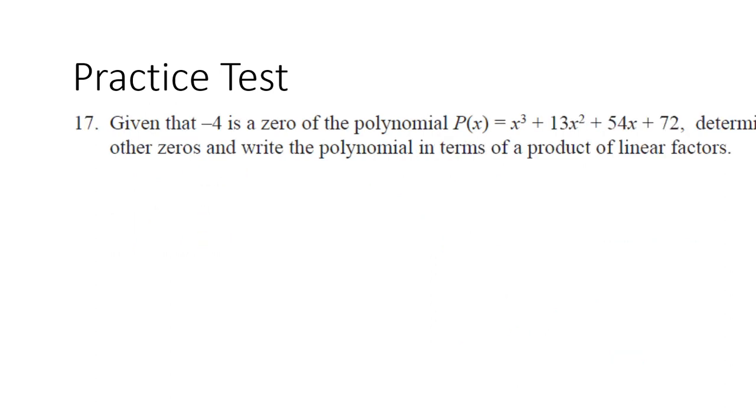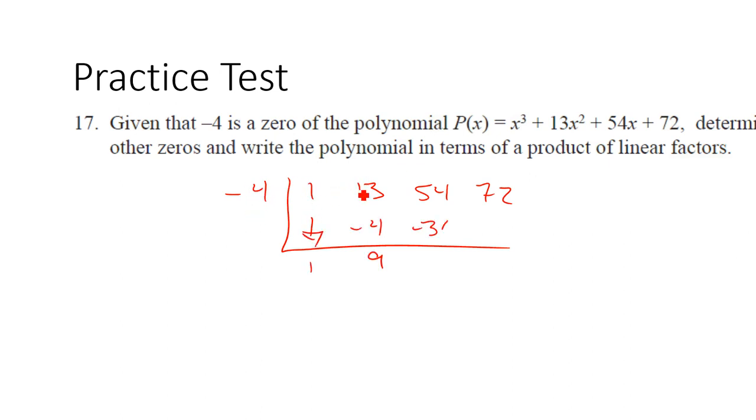Given that negative 4 is a 0, let's determine all the other zeros. So we'll put negative 4 in there. 1 and 13 and 54 and 72. 1, negative 4, 9, negative 36. And so what do we have here? 18 and 18 times negative 4 is negative 72. That works out. So we have x squared plus 9x plus 18.